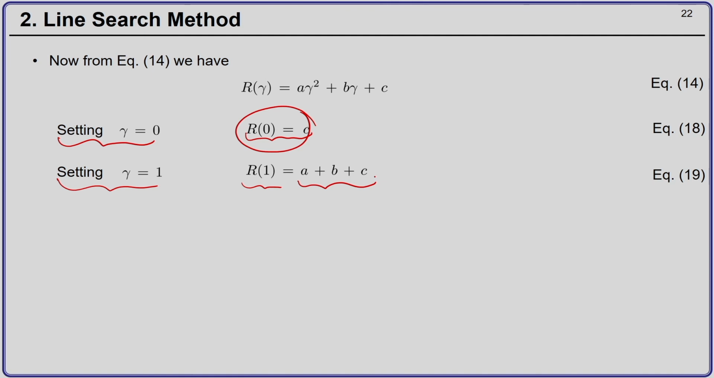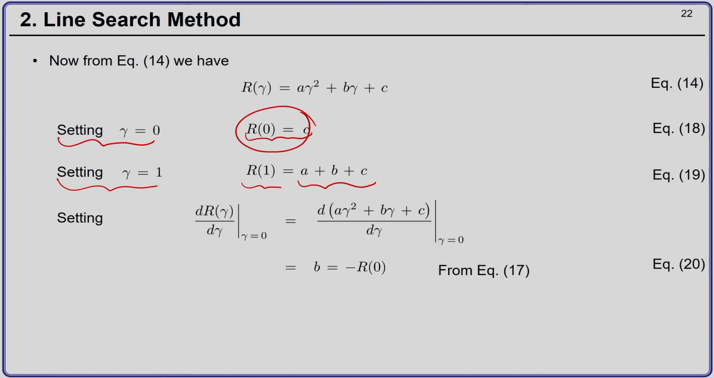Okay. Now, if I take dR by d gamma and set gamma equal to 0, I get d by d gamma of A gamma square plus B gamma plus C evaluated at gamma equal to 0, and this gives me B. And from my previous discussion on the previous slides, I know that dR by d gamma evaluated at gamma equal to 0 is nothing but minus R 0. Okay. So, I get my second coefficient B as minus R 0.